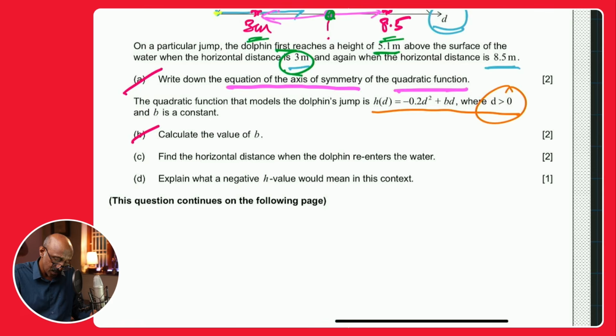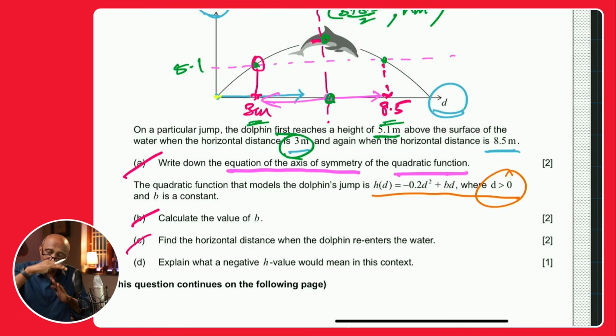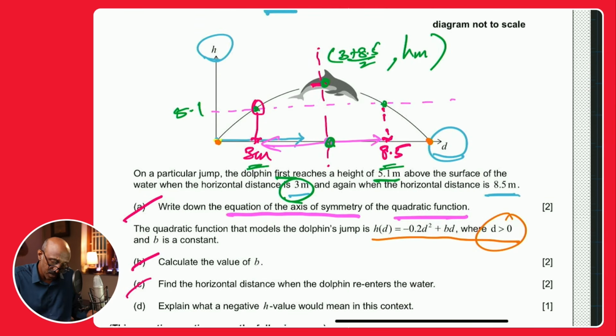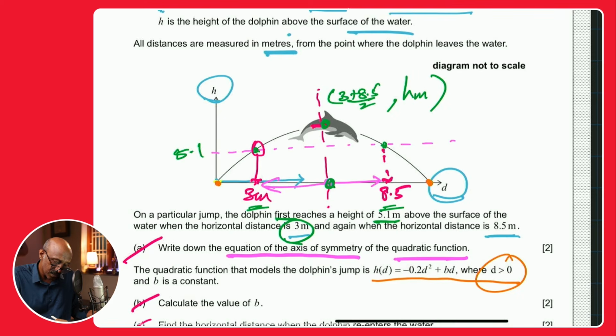Find the horizontal distance when the dolphin re-enters the water. What is going to happen when the dolphin is re-entering the water? Remember, the horizontal distance is here, starting from here, right? So if it's coming back into the water, it's being measured, as it says, all distances are measured in meters from the point where the dolphin leaves the water, from the surface of the water. So if it's going to come back, the distance must be 0.